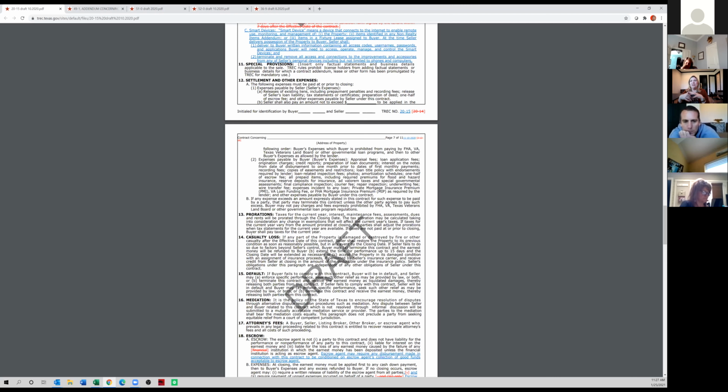Then B is seller shall also pay an amount not to exceed blank to be applied in the following order. Buyer's expenses, which buyer is prohibited from paying by FHA, VA, or Texas Veterans Land Board or other governmental loan programs. And then to other buyer expenses as allowed by the lender. Buyer expenses are not their down payment. Buyer expenses are not repairs. They're not allowances for carpet. There's not anything. It is purely to go to closing costs.